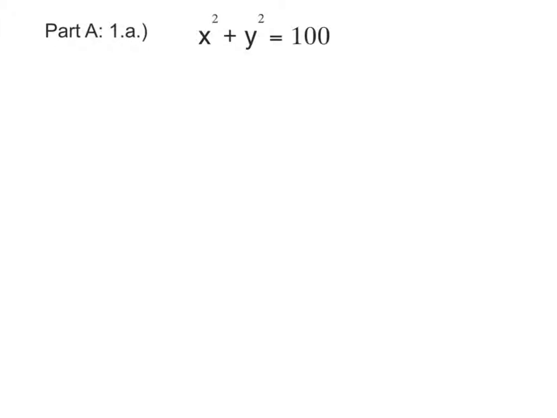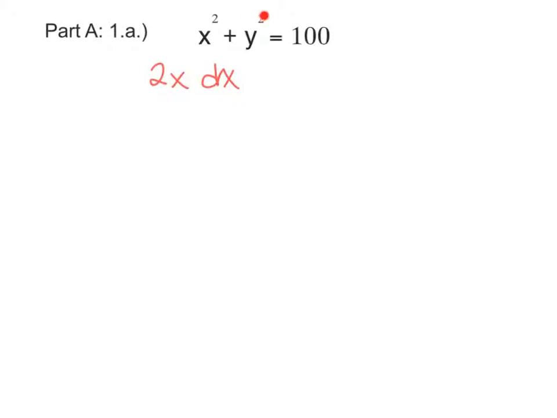In this first part, we're going to want to find the derivative implicitly. So when we have an implicit equation like x squared plus y squared equals 100, to find the derivative, the first thing we do is to find the differential of each term. So I'm just going to look at this x squared term and take the differential of that. The differential of x squared is 2x with a dx after it.